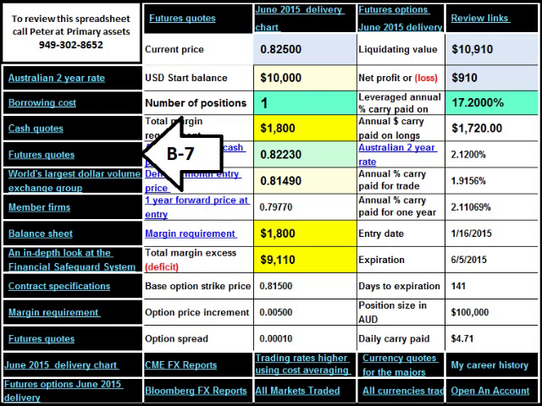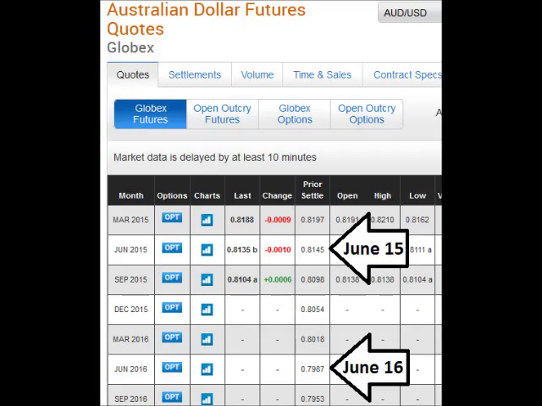Next, I'm going to check my futures quotes using the spreadsheet cell B7. Please click on cell B7. When the futures quote page comes up, I'd like to draw your attention to the June 2015 delivery. In the example here, we're seeing it at 81.45, which is at a 158-point premium to the June 2016 delivery, trading at 79.87.